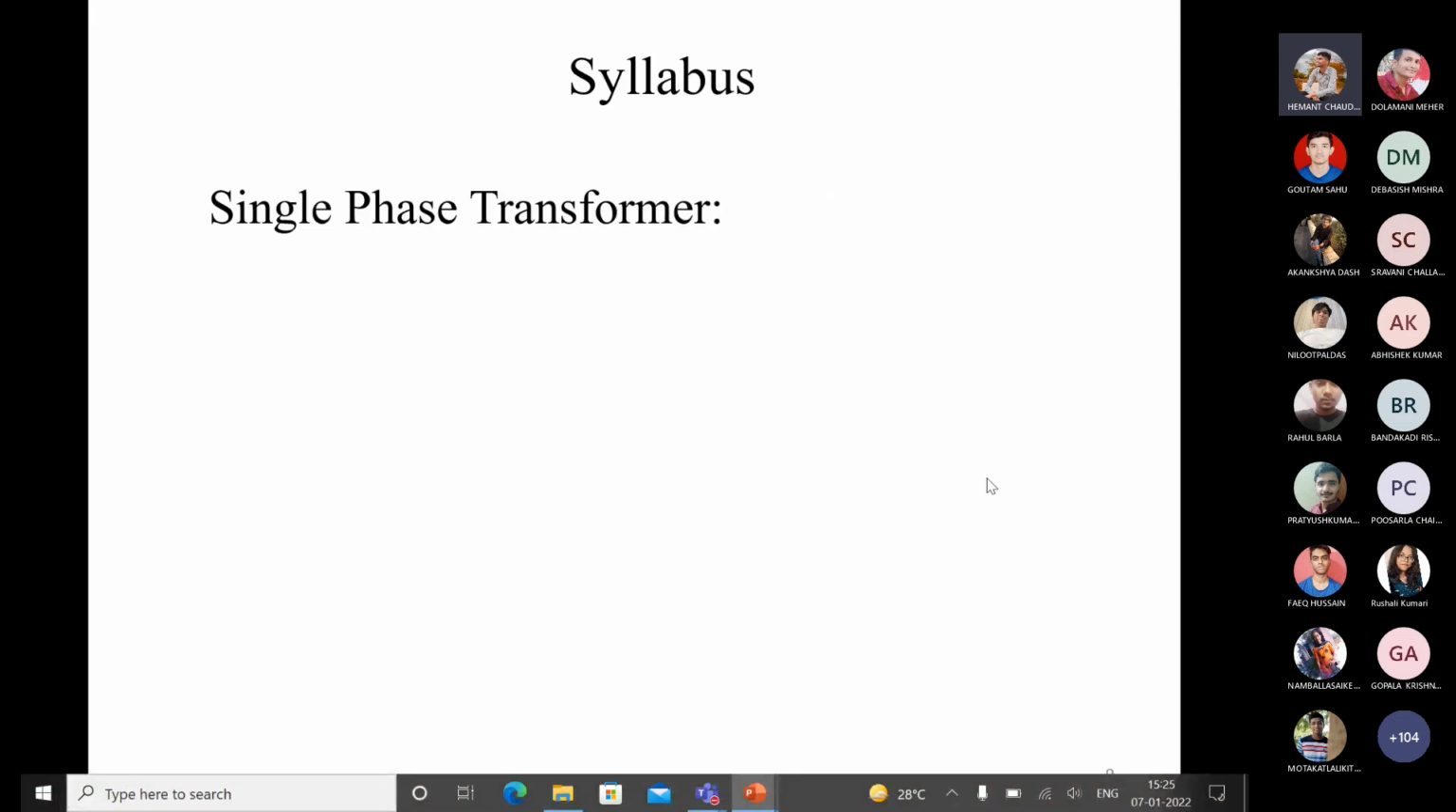So let us consider the first chapter here, that is single phase transformer. The syllabus contains review of EMF equation and equivalent circuit. Why is this a review topic? Because you have learned single phase transformer in your basic electrical theory course. That is why we will have a review of this topic, that is EMF equation and equivalent circuit.